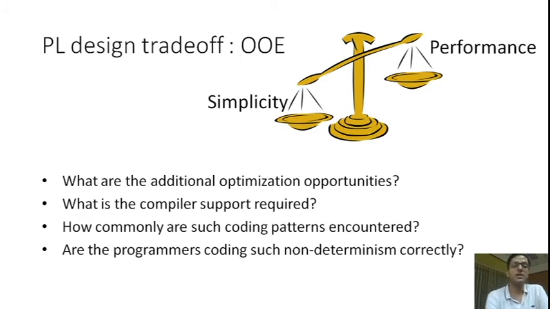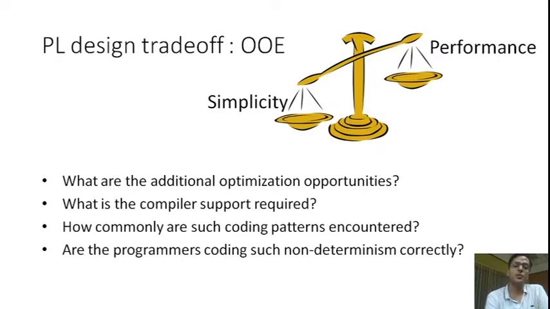In our work, we explore this fundamental programming language design trade-off related to order of evaluation of expressions in programming languages. This trade-off needs to carefully balance programming simplicity against parallel performance. We are particularly interested in the order of evaluation semantics of the C programming language, and we are interested in the following questions. What are the additional optimization opportunities enabled by C's order of evaluation semantics and the associated non-determinism?